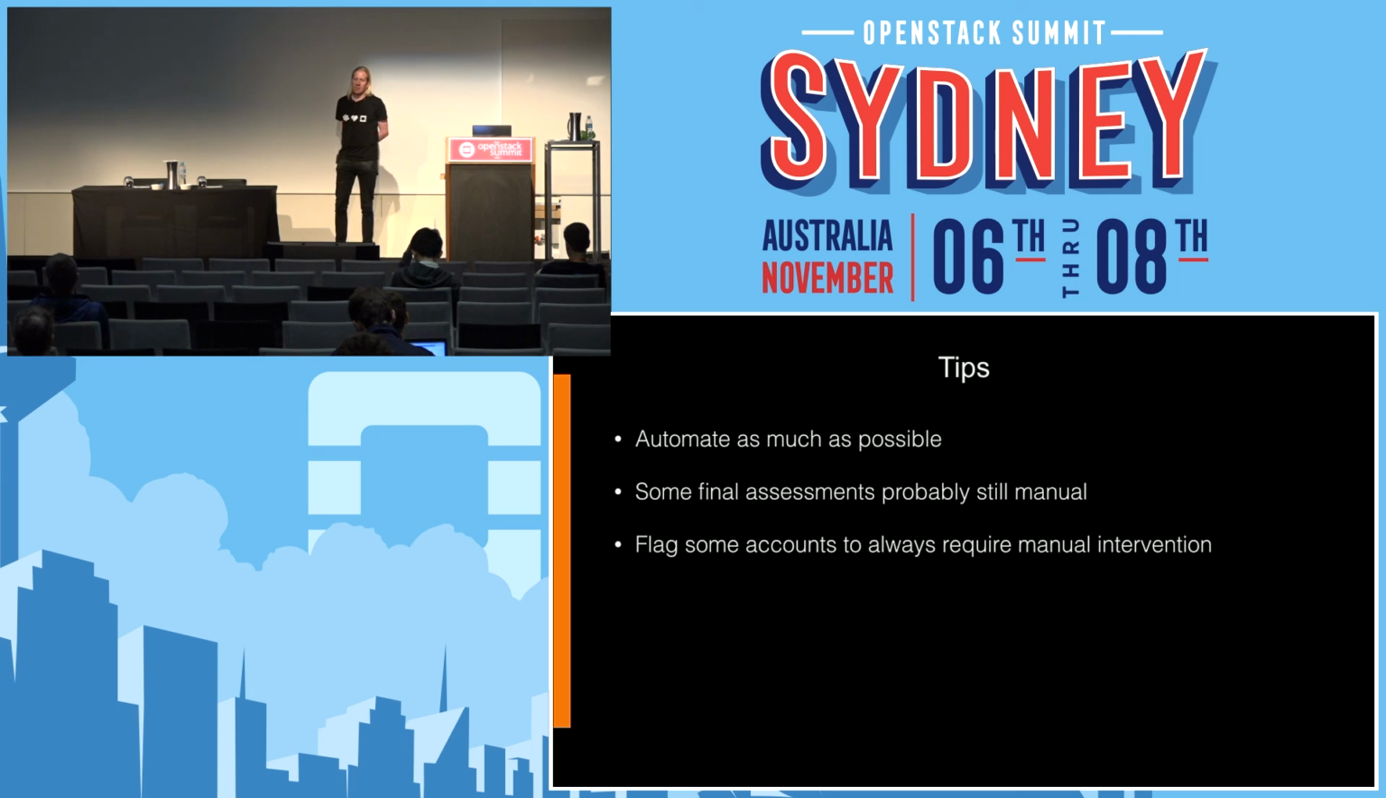Okay, some tips and tricks. You should really try to automate as much as possible. I don't think you will be able to automate everything, because some things you will probably have to do manual intervention on. For example, only you can probably know if this is a very important customer that you had a meeting with yesterday, and you've actually met them and know that they are a legitimate customer. No automated system will know that. So some final assessments will probably still be manual, something that human beings will have to do.